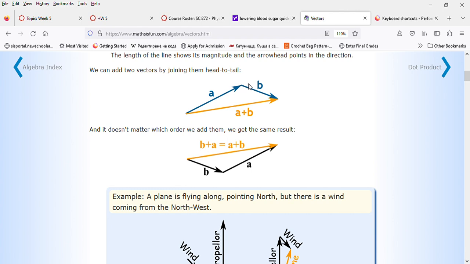You can add 2 vectors, you can add 10 vectors, and their order doesn't matter, although the drawing is going to look different, but the end result is the same. So if you add a plus b or b plus a, it doesn't really matter. It might look slightly different, but the result is going to be the same. Now notice vector a plus b is the same length in both cases, and it points in the same direction. Very important.